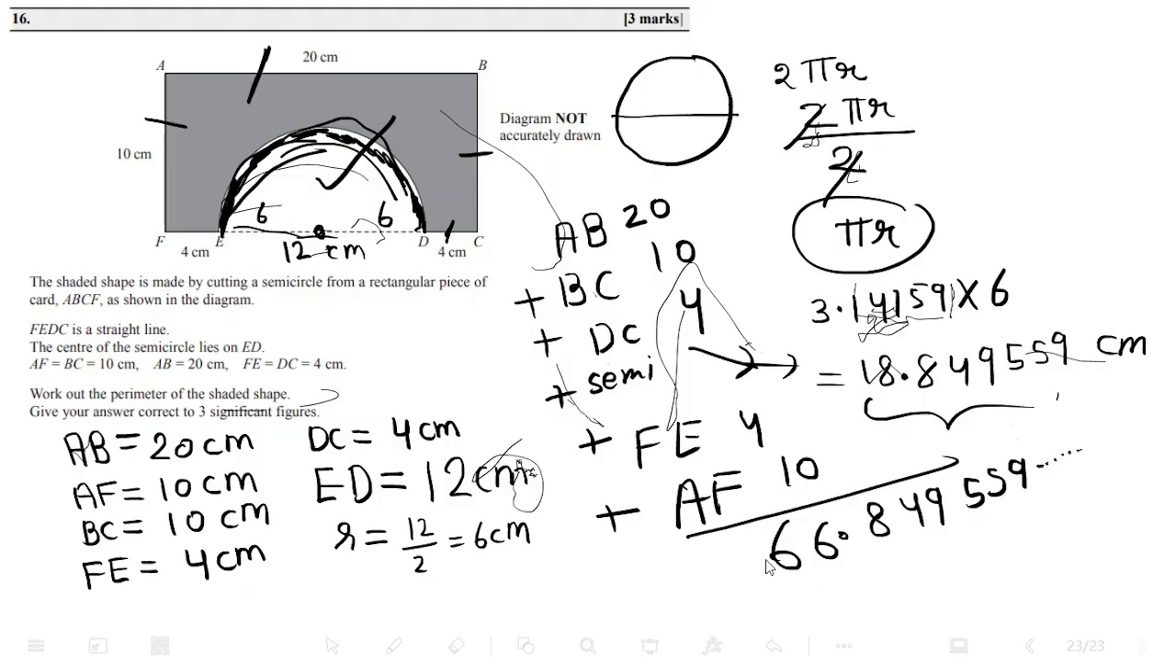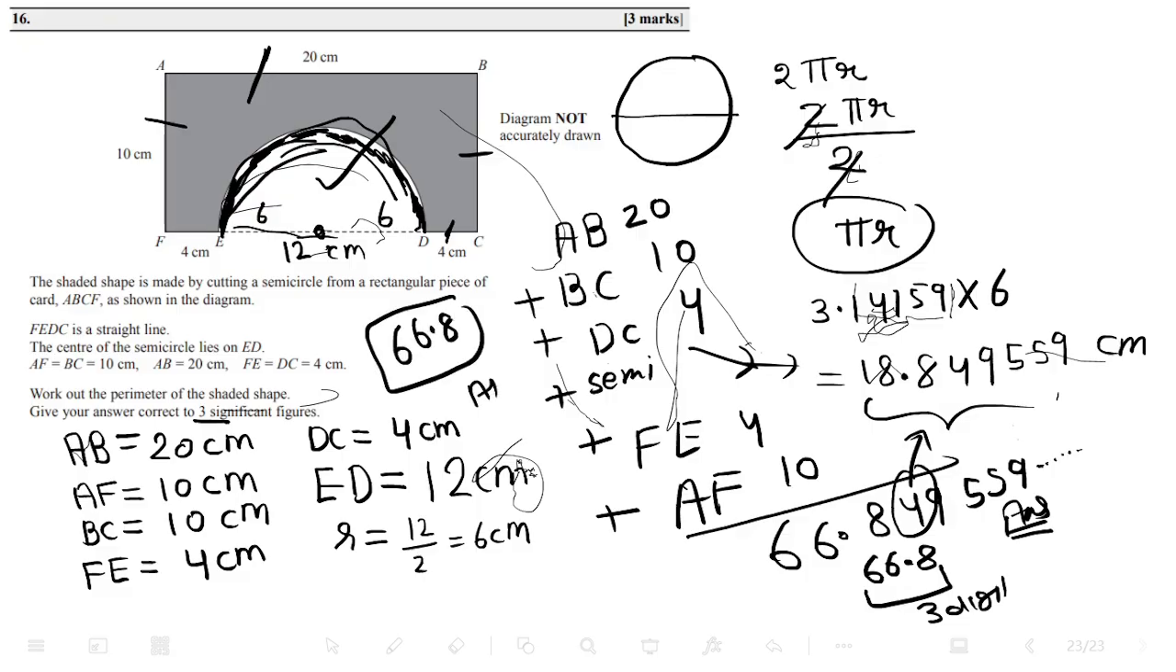Yeah. Now see, in the question they are asking for three significant figures. So we take 66.8, because three digits are complete. After that there is a 4, so there is no need to add 1 to this 8, right? Yes. Okay, great. That is the actual calculation, so the answer is 66.8.